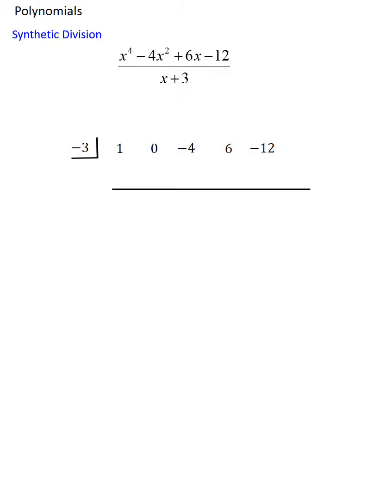So here's the discovery. The first thing that you do is you bring down whatever the first number is. In this case, it's a 1. Next, you multiply that number by the number in the box. Notice the two things in red. I'm going to multiply those together. Red times red, -3. And you put that in the next column.